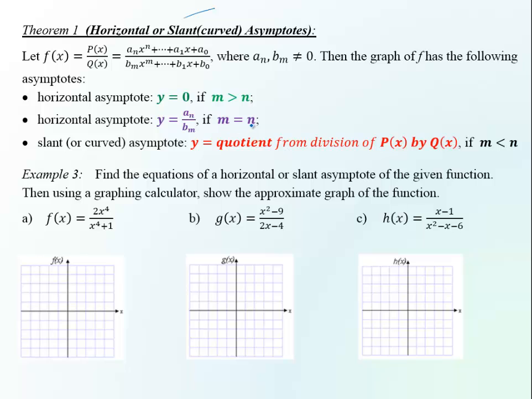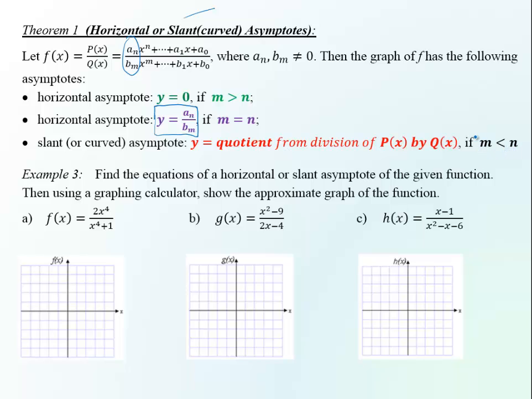If m is equal to n, that means these two polynomials are of the same degree, then we still have a horizontal asymptote, but its equation is actually y equals an over bm. That means we're taking leading coefficients to determine how high the horizontal asymptote is positioned. And the third type of asymptote, slant or curved asymptote, occurs when the degree of the denominator is lower than the degree of the numerator.